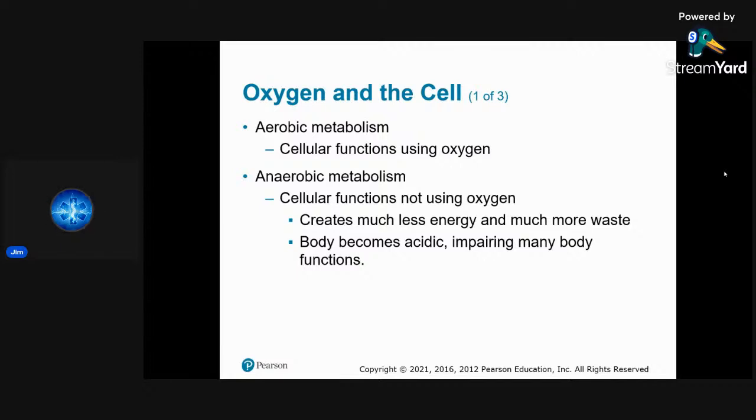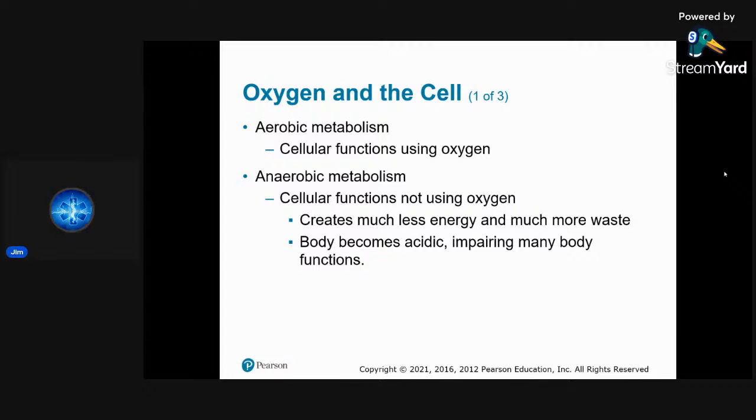All right, oxygen in the cell. We're going to talk about two different types of metabolism. The aerobic metabolism is your normal metabolism. That's what we do using oxygen. If our oxygen supply is enough to meet demands, we use aerobic metabolism, which means we use oxygen and glucose and convert them to energy. The cell uses the energy, and the byproduct is carbon dioxide.